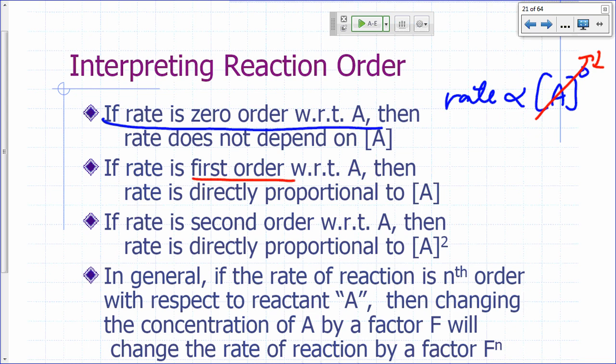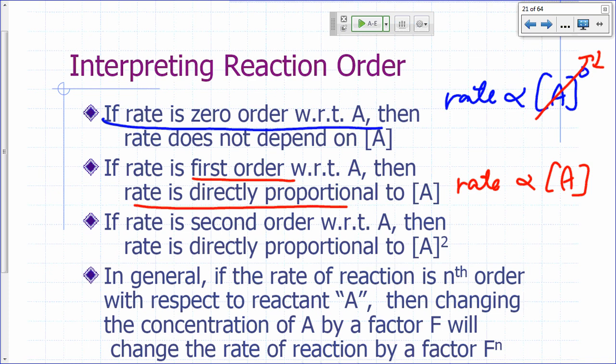What does it mean if it's first order? That means the rate is directly proportional to the concentration of A. That means if I double the concentration of A, what happens to my rate? It goes twice as fast. If I triple my concentration of A, what happens to the rate? 3 to the first power is 3. It gets tripled. If I make my A concentration 10 times bigger, the rate is 10 times faster. If I cut my concentration of A to half of the original value, my rate gets cut in half, slows down to half of what it was.